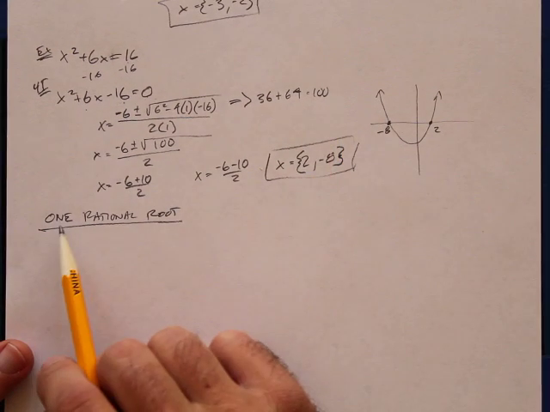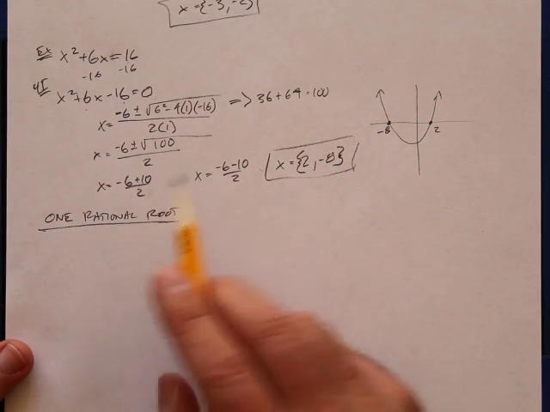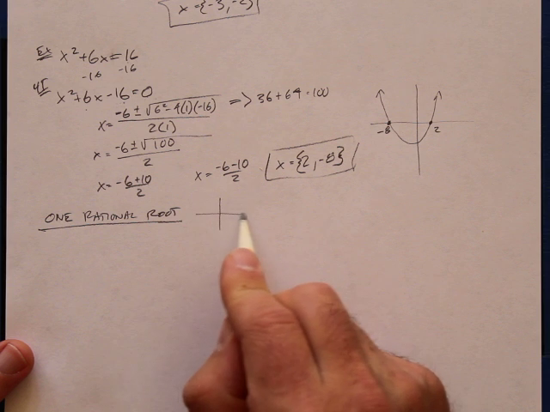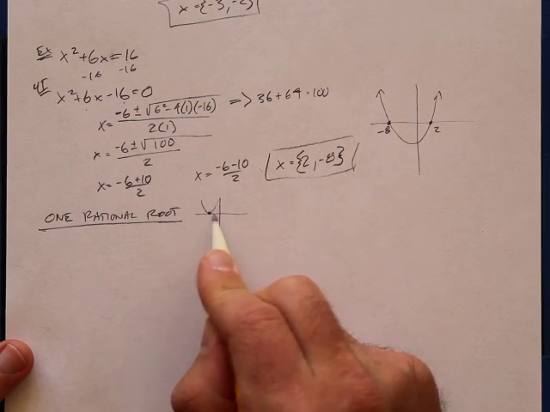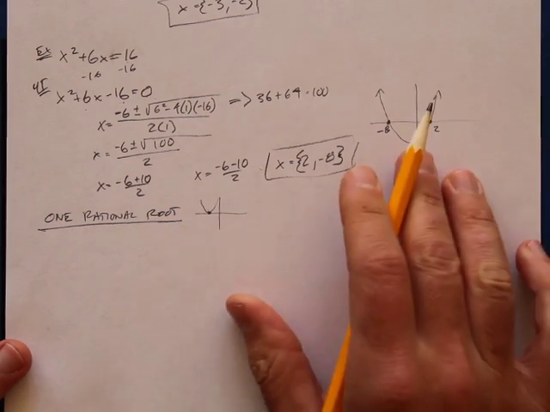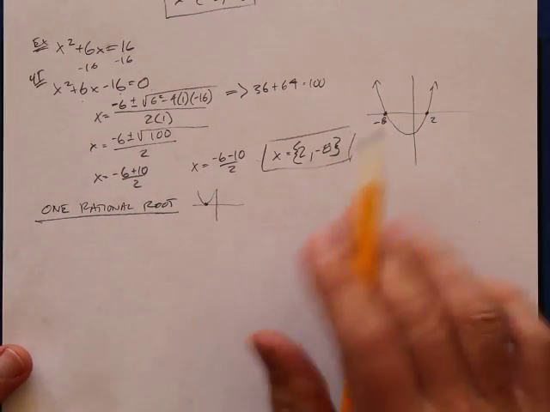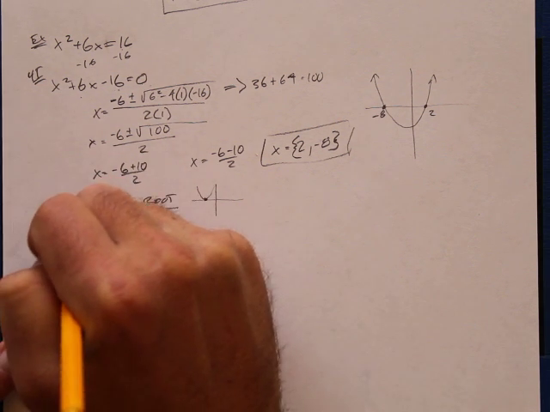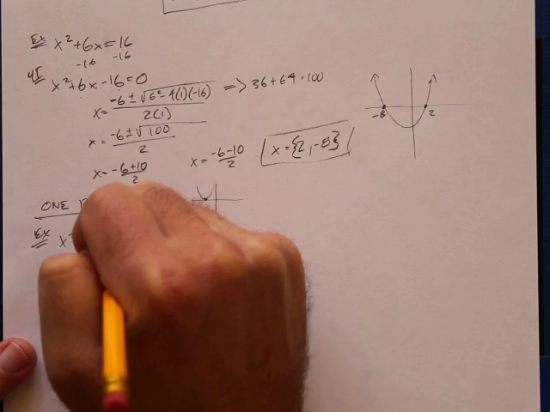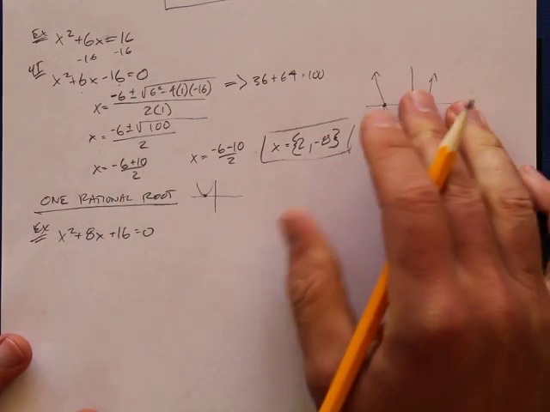Now, when we have one rational root, we're going to have a parabola that just hits the x-axis at one point. It might be here, it might be over here, whatever. And so we're going to have one rational root. Let's see what that looks like. x squared plus 8x plus 16 equals 0.